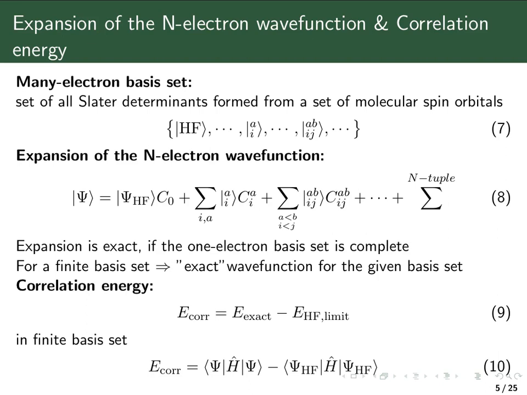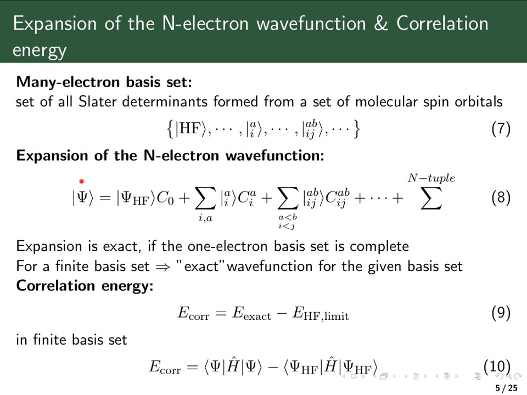So if we start out with a basis set with m basis functions, giving us then m spatial orbitals, and therefore 2 times m spin orbitals, then we can make quite a lot of Slater determinants. The set of all these Slater determinants, including the Hartree-Fock Slater determinant, forms then what is called a many electron basis set. And in the same way as we could expand the spatial orbitals in a one electron basis set, we can now expand our n electron wave function in this many electron basis set.